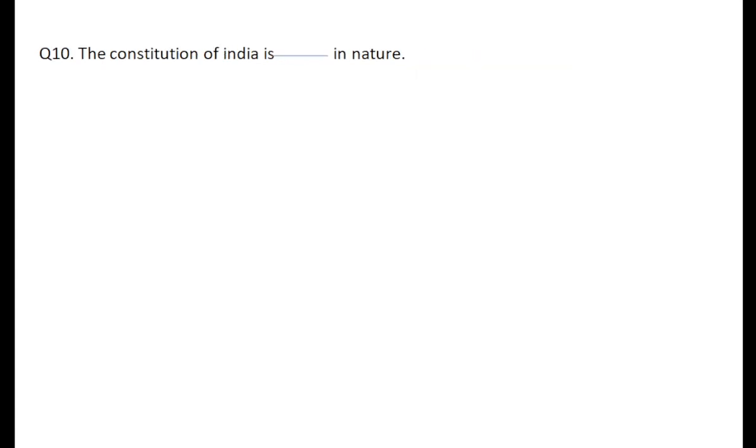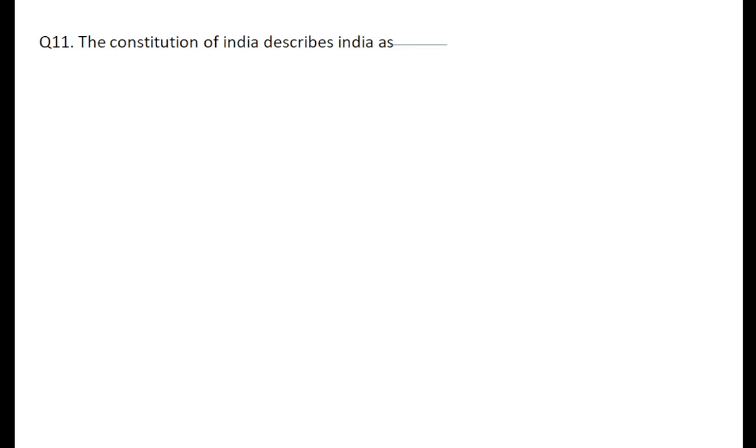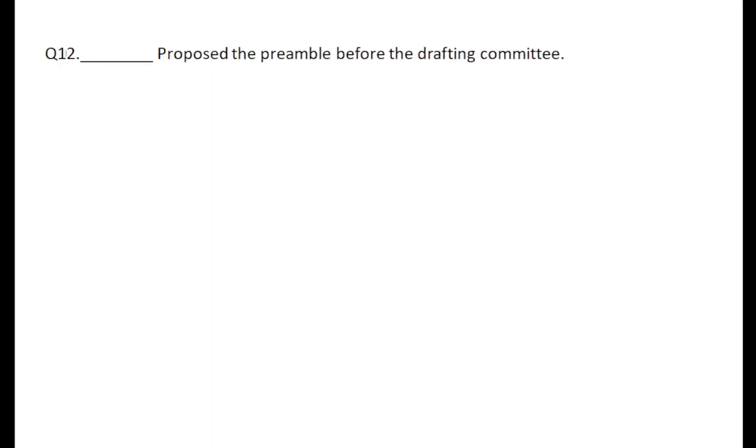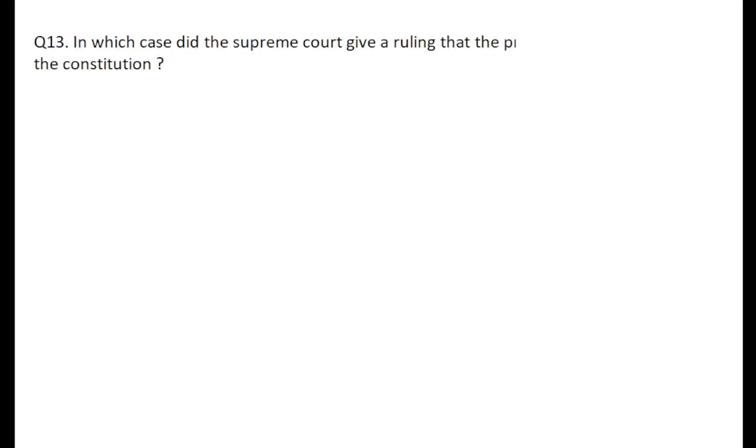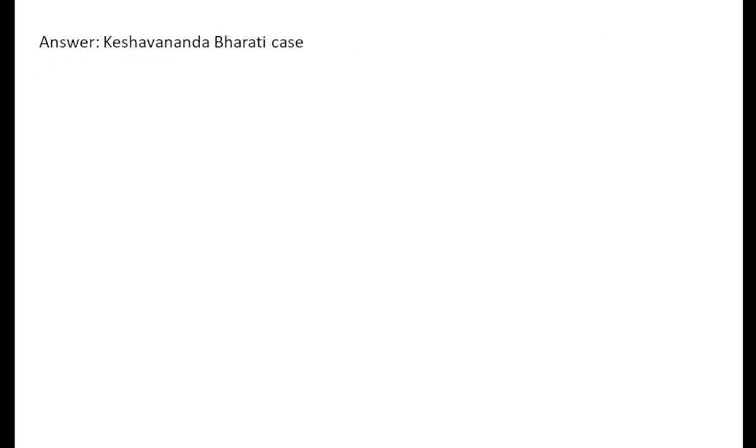The Constitution of India is dash in nature. Partly rigid. The Constitution of India describes India as a union of states. Dash proposed the preamble before the drafting committee. Jawaharlal Nehru. In which case did the Supreme Court give a ruling that the preamble was not a part of the Constitution? Kesavananda Bharati case.